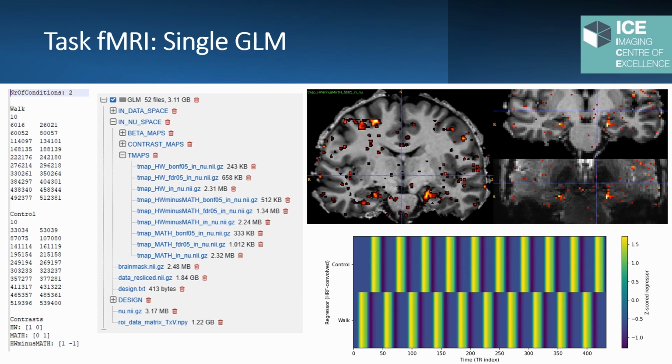The outputs of the function will go into the GLM folder. You can see we have these in both the data space and the brain space, so this is the new FreeSurfer space in this example. And then we also output the beta maps, the contrast maps, T-maps, and some files related to the design matrix. You can see the PNG of the design matrix on the bottom right here. This is useful for just checking that everything is working as expected. Sometimes you can catch some design errors.